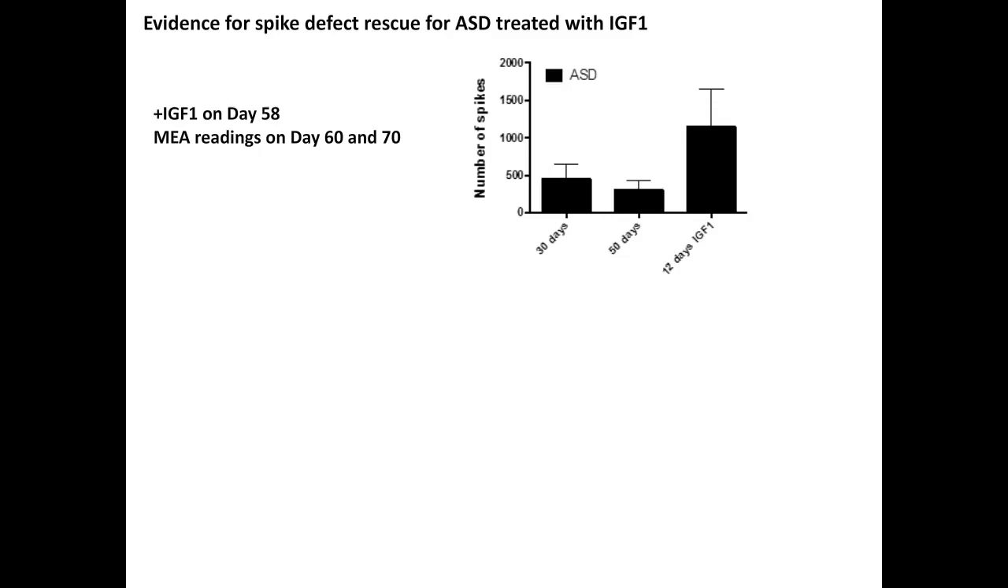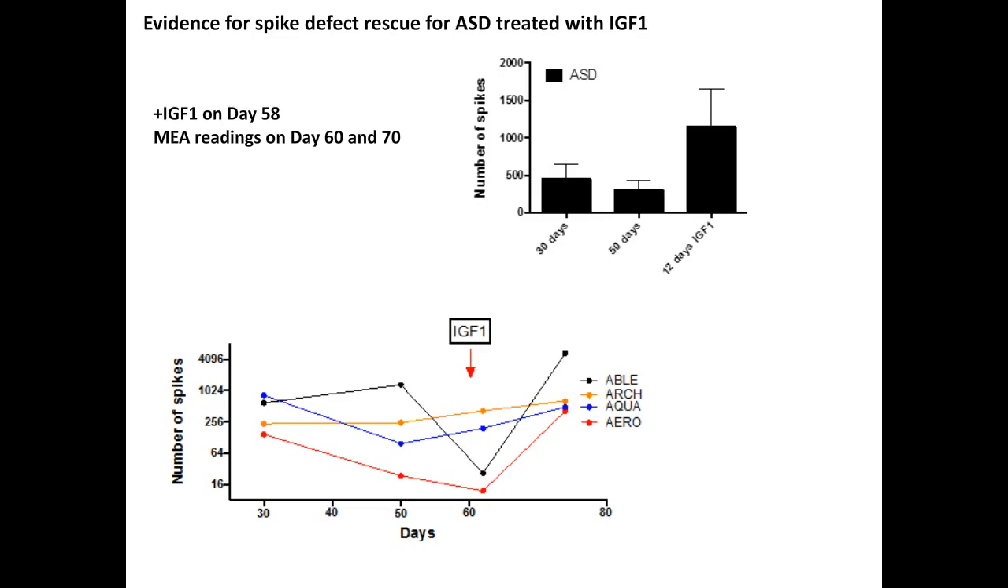We then decided to treat our differentiating neurons with IGF-1, and we added IGF-1 on day 58 after differentiation. We did detect a positive effect of IGF-1 treatment in ASD cells, partially rescuing the decreased neuronal activity. Interestingly, there seems to be a differential response to IGF-1 treatment specific to different patients, indicating the possibility of patient-tailored therapies.